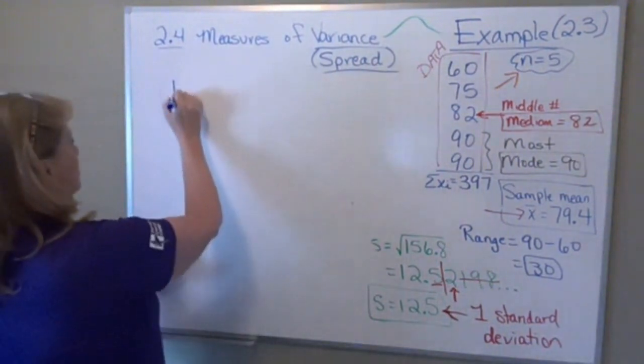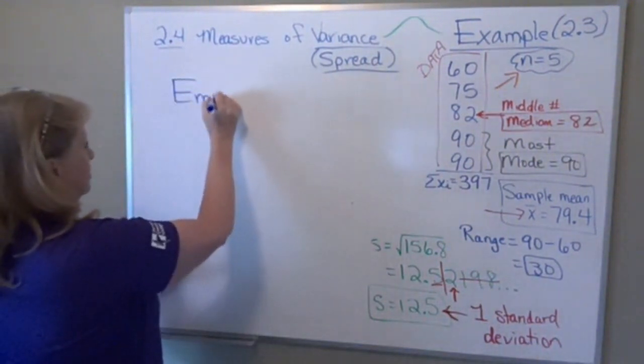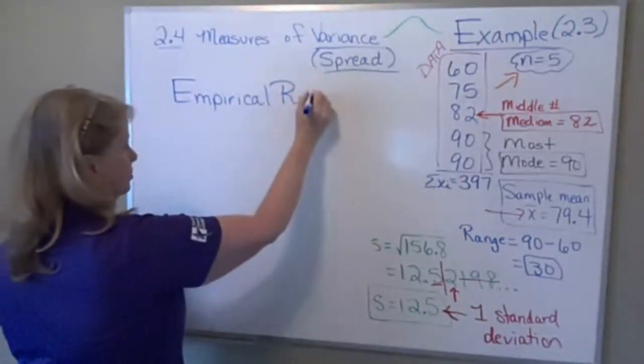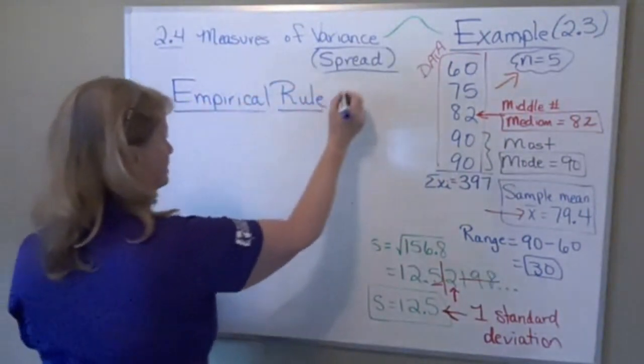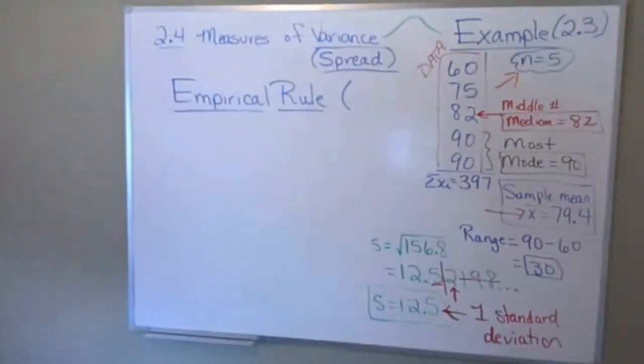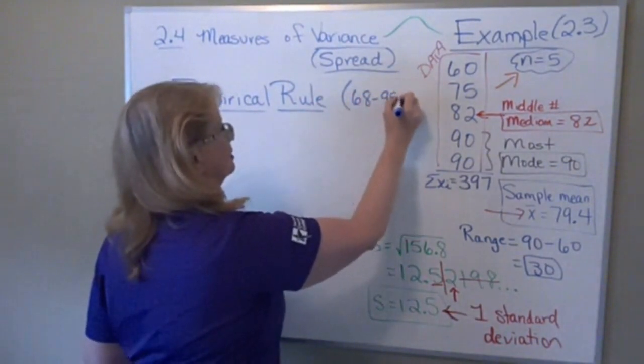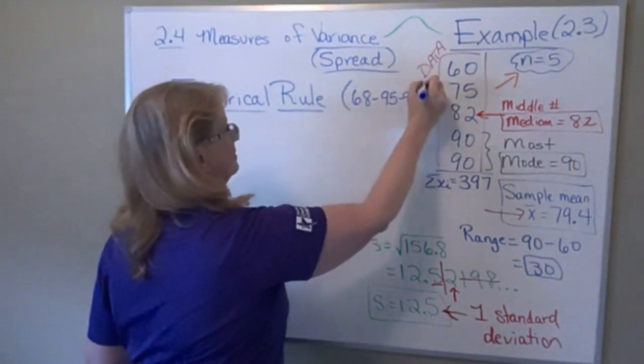So the first thing we're going to look at is the empirical rule. And sometimes it is called, if you may have seen on your checklist planner, I don't know if I put it on there or not, the empirical rule is the 68, 95, 99.7 rule.